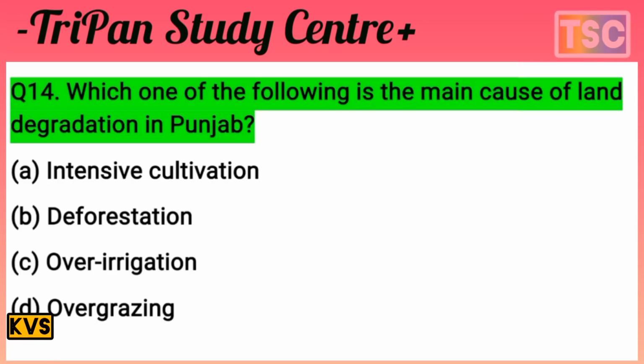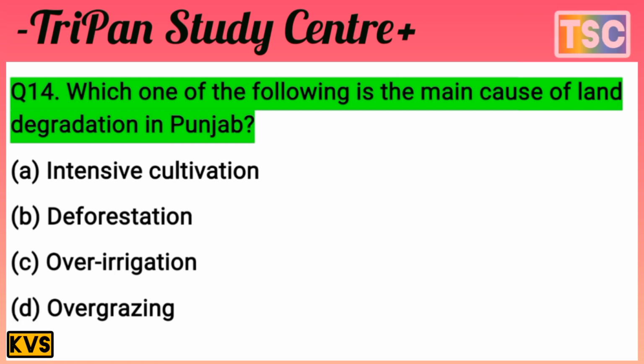On your screen, the next important question: which one of the following is the main cause of land degradation in Punjab? The first option is intensive cultivation. Second, deforestation. C is over irrigation, and D is overgrazing. The options are most interesting here. Let's see your answer and test your knowledge. I give you a few seconds.